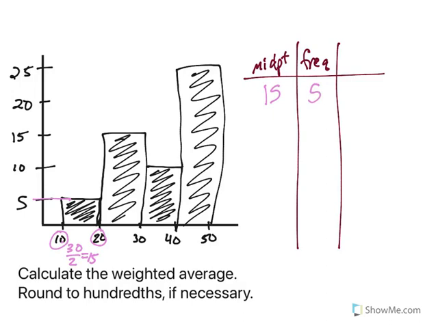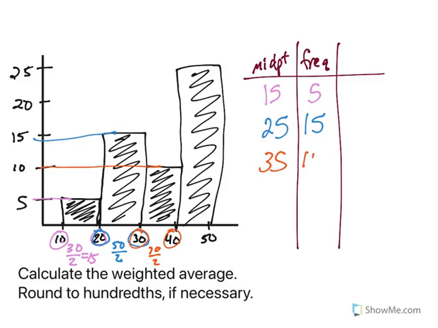Okay, let's go to the next bar. So now we're finding the average of 20 and 30. Well, 20 plus 30 is 50, divide by 2 is 25. So that midpoint is 25, the frequency is 15. Now let's go to the average of 30 and 40. 70 divided by 2 is 35. And you might be seeing a pattern. That frequency is 10. And then the last one, the average of 40 and 50 is going to be 45 with a frequency of 25.